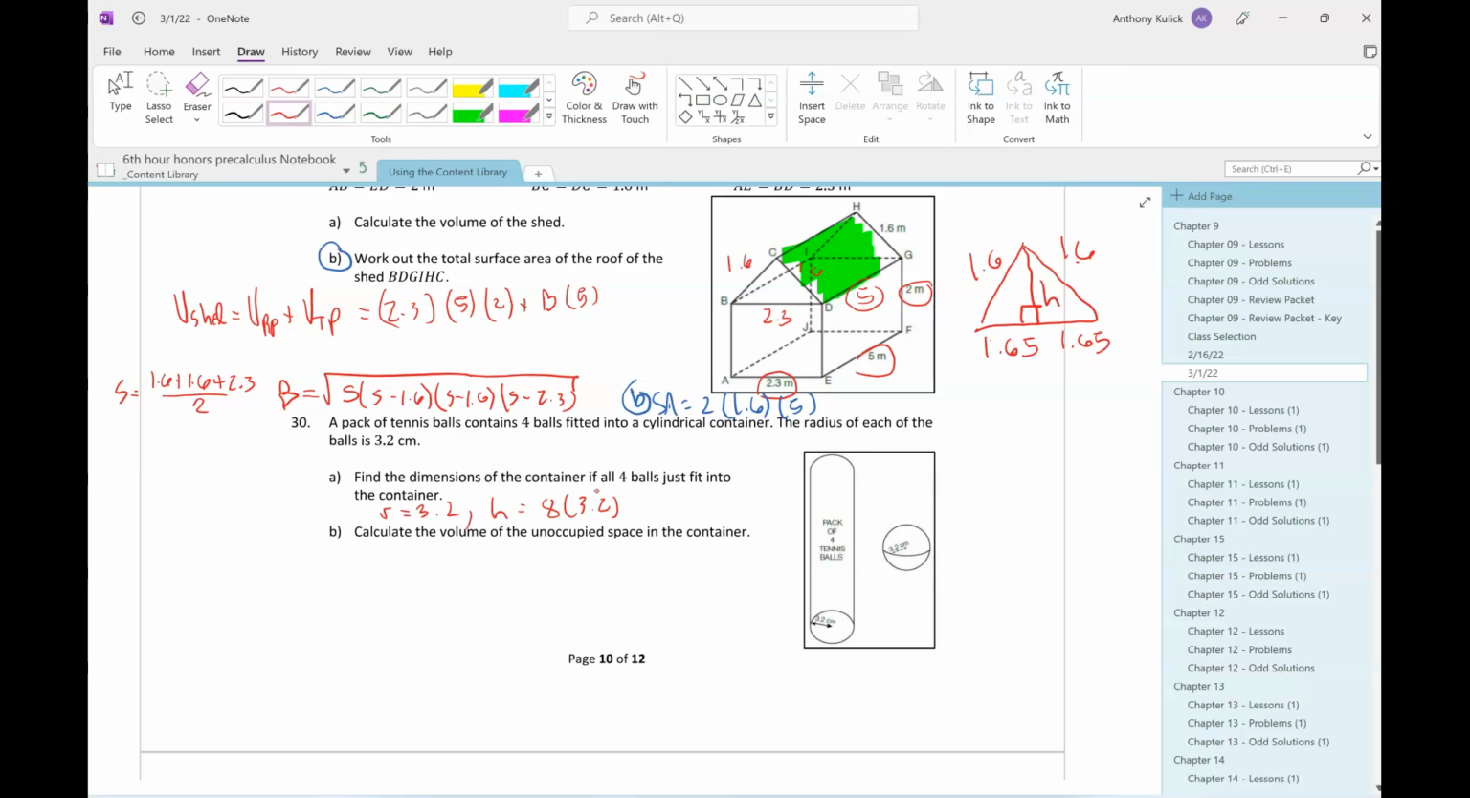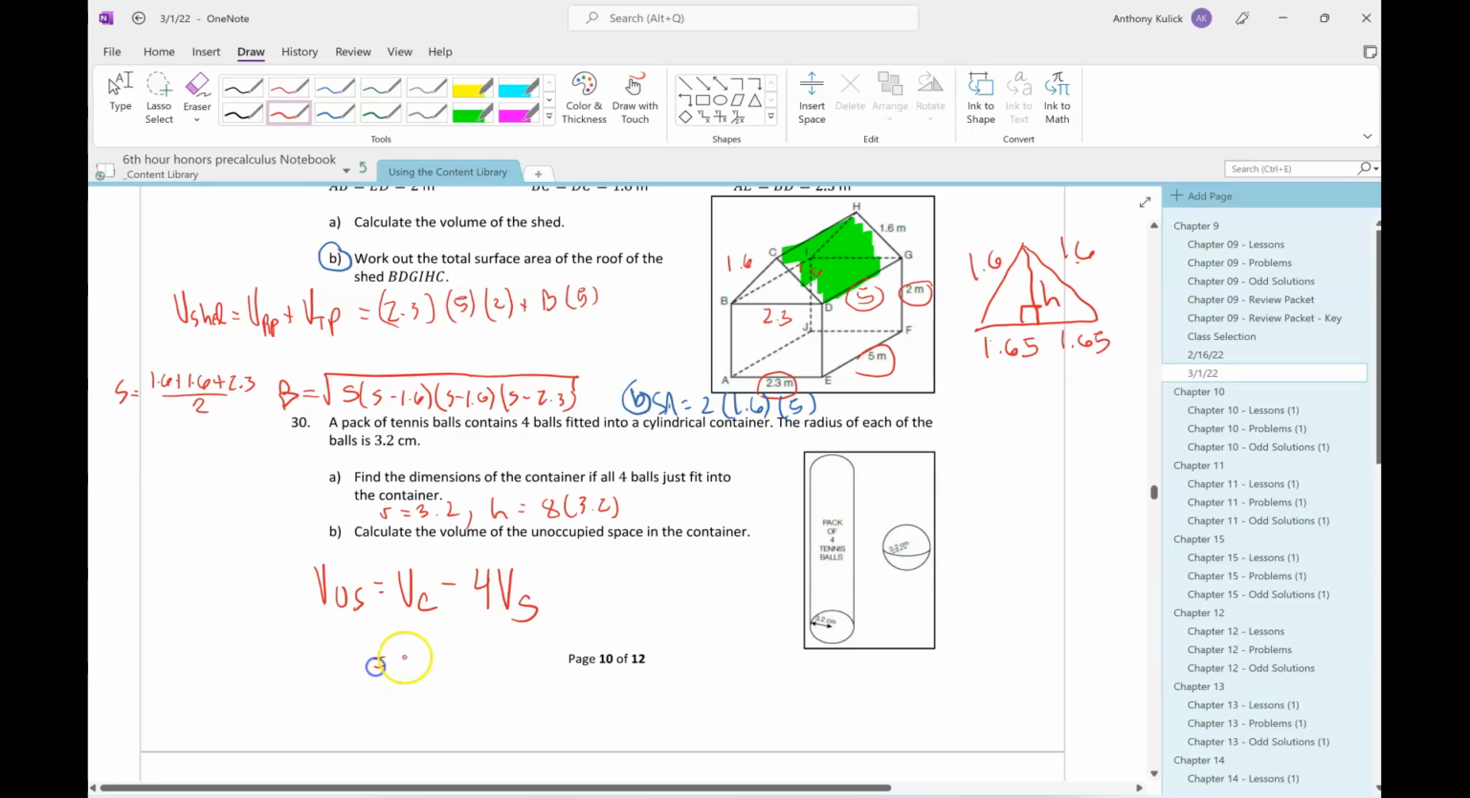And then it says find the volume of the unoccupied space. So that's just going to be the volume of the cylinder minus the volume of the 4 spheres. So the volume of the cylinder is just pi r squared times the height. And then the volume of the spheres, 4 times 4/3 pi r cubed. When you do that, I think I get 274.52 cubic centimeters.